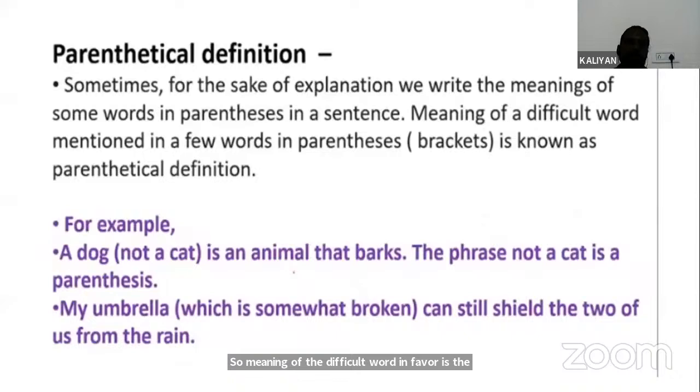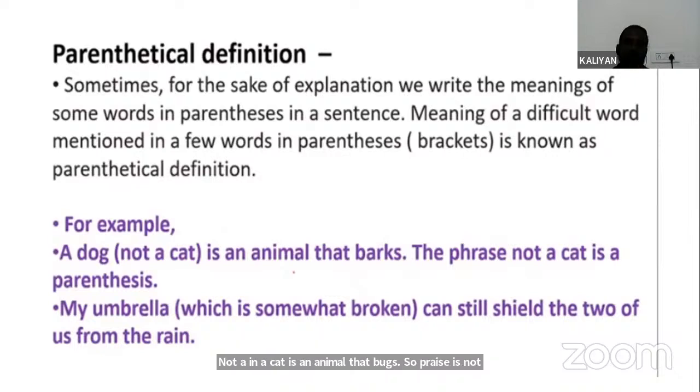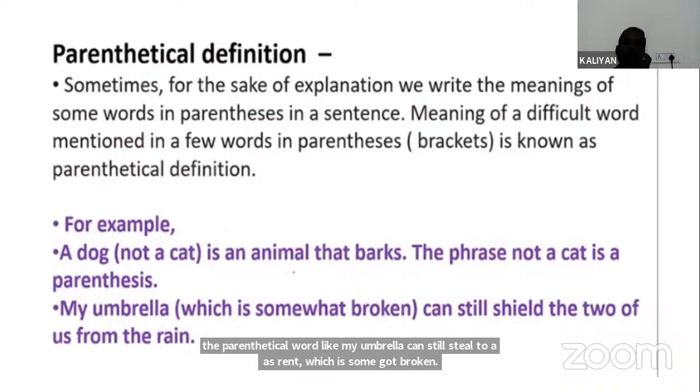So, for example, "a dog (not a cat) is an animal that walks." The phrase "not a cat" is in parentheses. So some words we mention in brackets are called parenthetical words, like "my umbrella can still protect two of us from rainfall, which is somewhat broken." So that is a parenthetical definition.